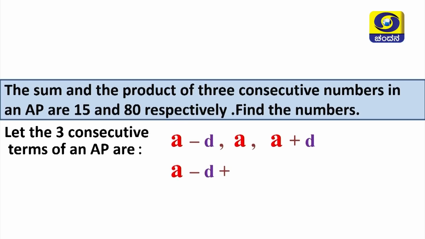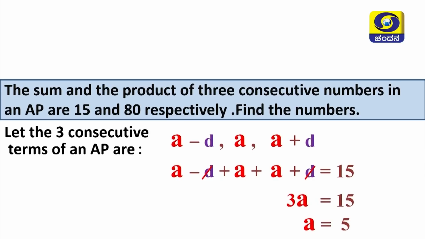What have they given you? They have given you that the sum of the 3 terms is 15, correct? So, a minus d is the first term, plus a is the second term, plus a plus d is the third term. Sum of the 3 terms is 15. What happens? Minus d and plus d gets cancelled. 3a is equal to 15 and a is equal to 15 divided by 3, a is equal to 5. Understood? That's good. Lovely.